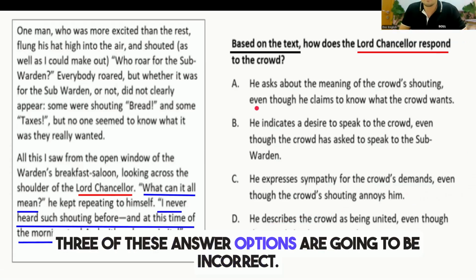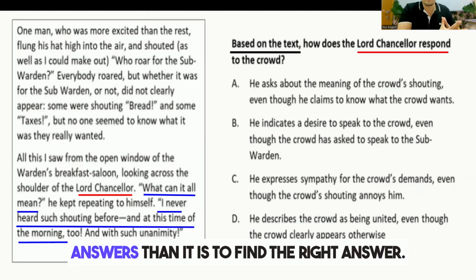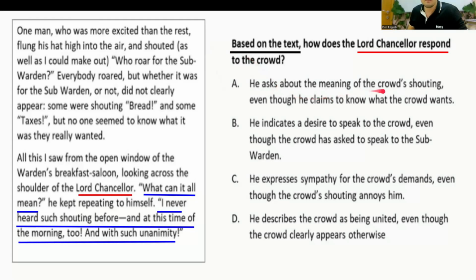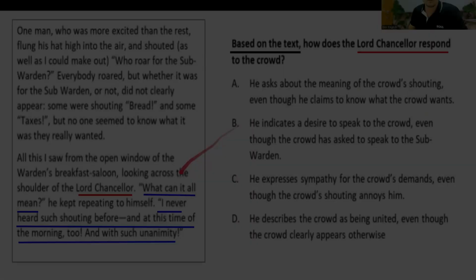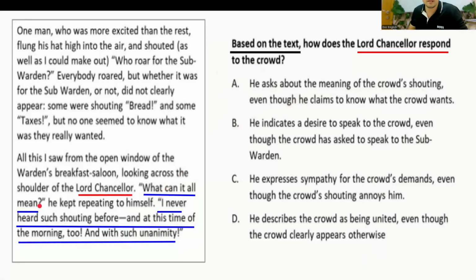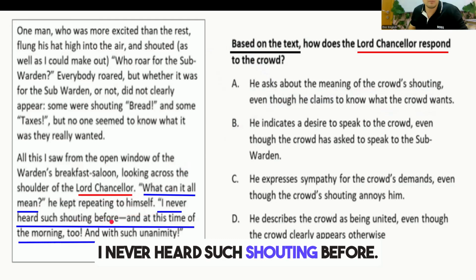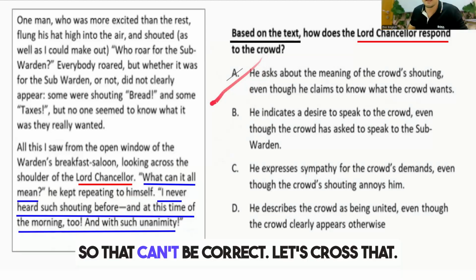3 of these answer options are going to be incorrect, and it's going to be easier to find the wrong answers than it is to find the right one. So A, he asks about the meaning of the crowd shouting, even though he claims to know what the crowd wants. So he does ask about the meaning of the crowd shouting. He says, what can it all mean? But he never claims to know what the crowd wants. I never heard such shouting before, and at this time in the morning too, with such unanimity. So that can't be correct.